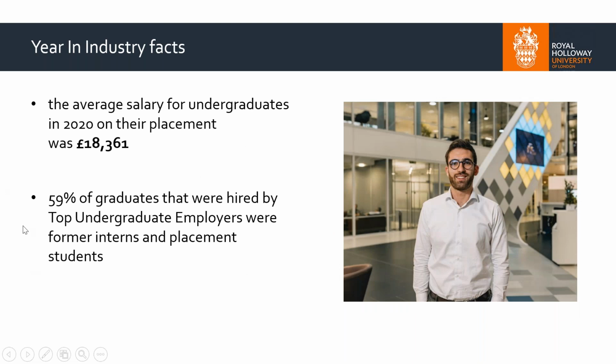Some facts about a year in industry. The average salary in 2020 for undergraduate students on their placement was £18,361. Relatively speaking, I think that's a really good average salary, considering that most students will not have as much of a living expense as compared to if you were a graduate, because some students can go back to living at home, some students can remain living in university towns, and also you are still eligible for your maintenance loan as a student on your industrial placement. It just depends on your salary.